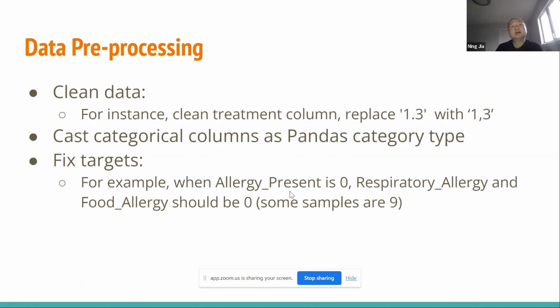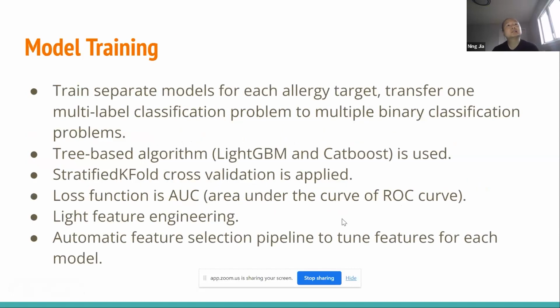When allergy present is zero, so you don't have any allergy, then you shouldn't have any subtype like respiratory allergy or food allergy. But in some cases it's null, so we can easily transfer those nulls to 0, because they shouldn't be there in this case. So that was the data pre-processing.